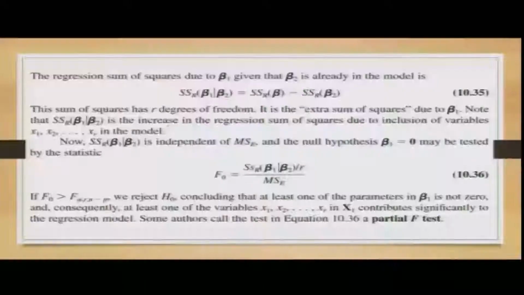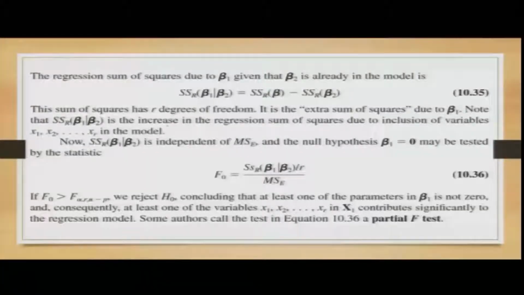If F naught, which is under the null hypothesis, is greater than F suffix alpha, where alpha again is the level of significance, R is the degrees of freedom, and n minus p is the total. In F values you take the ratio of two samples. One sample has degrees of freedom R and the other has degrees of freedom n minus p. If you remember, p can be either k plus 1 or k only, depending on whether you have beta naught or not. That can be changed accordingly.